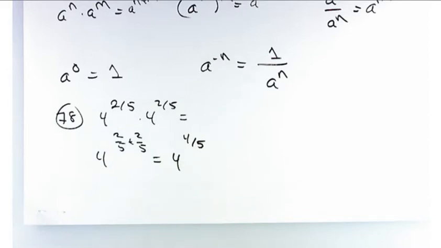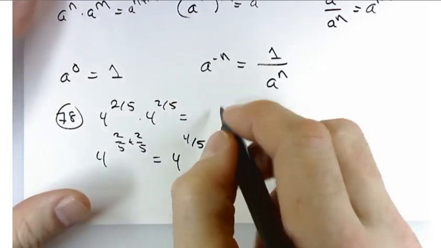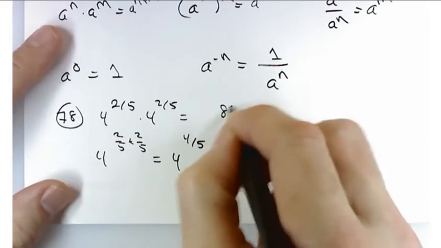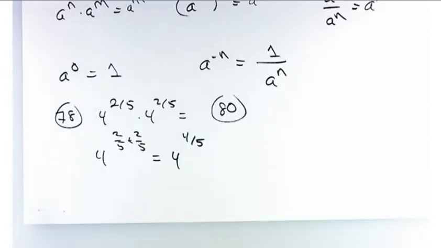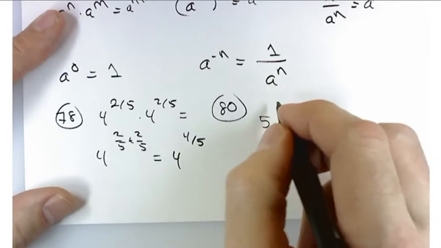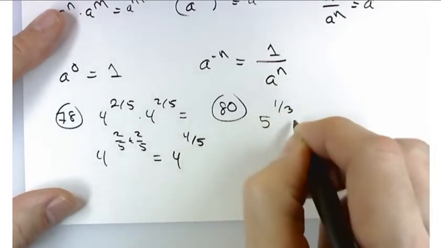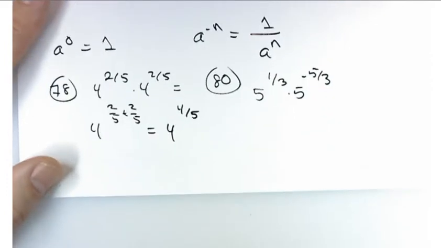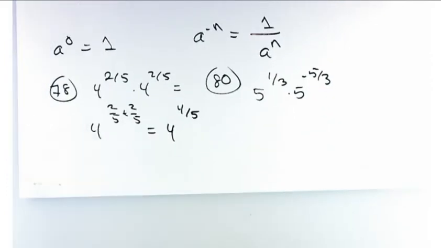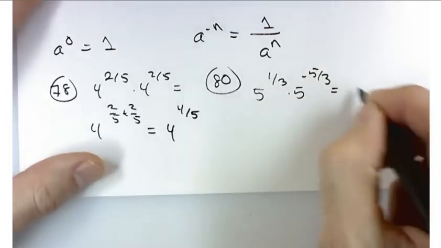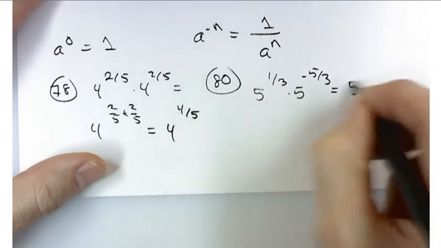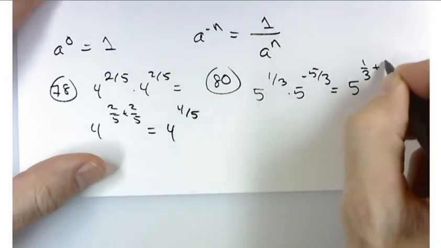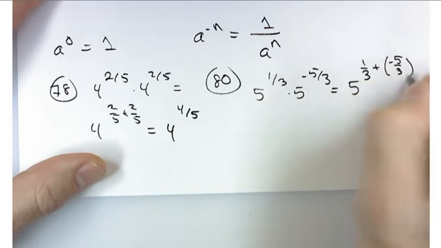Let's continue with perhaps a little more challenging one. Slightly more challenging. Let's see what we can come up with. Problem number 80. Five to the 1/3 times five to the negative 5/3. So probably a couple ways we can work this one. I think the best way is to first take care of adding the exponents. What do I get when I add 1/3 and negative 5/3?